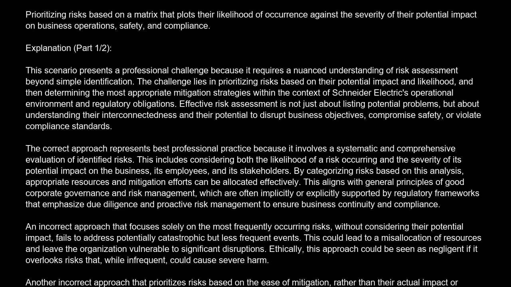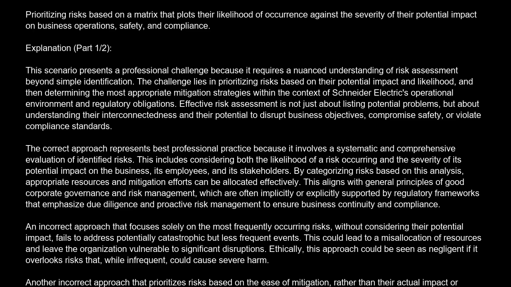Explanation. This scenario presents a professional challenge because it requires a nuanced understanding of risk assessment beyond simple identification. The challenge lies in prioritizing risks based on their potential impact and likelihood, and then determining the most appropriate mitigation strategies within the context of Schneider Electric's operational environment and regulatory obligations. Effective risk assessment is not just about listing potential problems, but about understanding their interconnectedness and their potential to disrupt business objectives, compromise safety, or violate compliance standards.